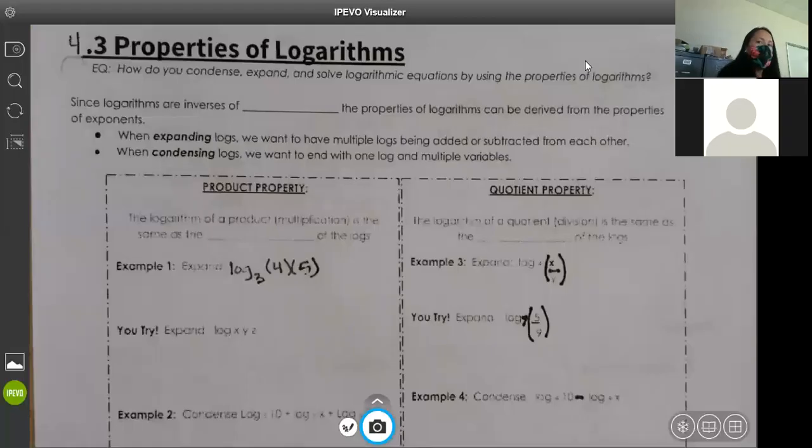So 4.3 is properties of logs, and we're going to learn how to expand and condense them. And then eventually what will happen is we'll learn to condense only. Okay, so expansion is not on the final exam. It's just helping you understand the properties. Okay, so the expansion is not typically on the exam.